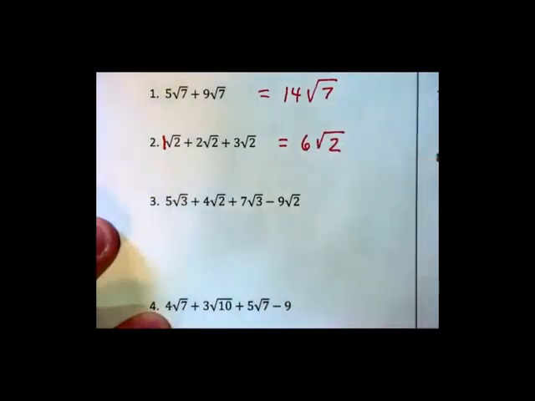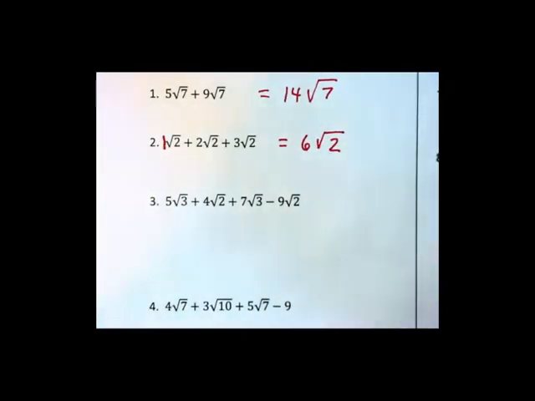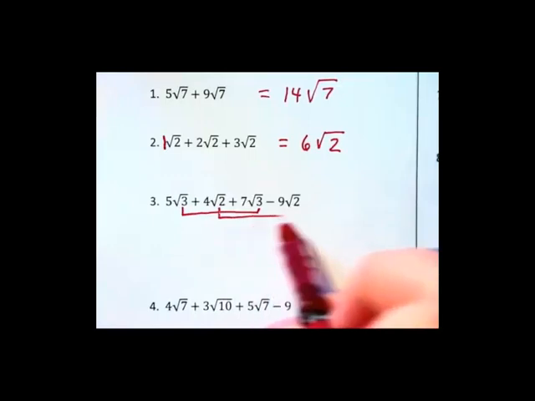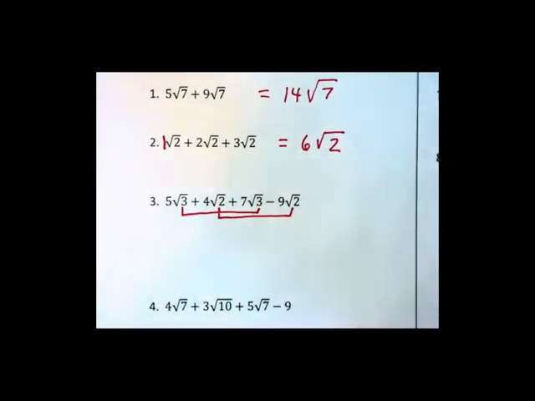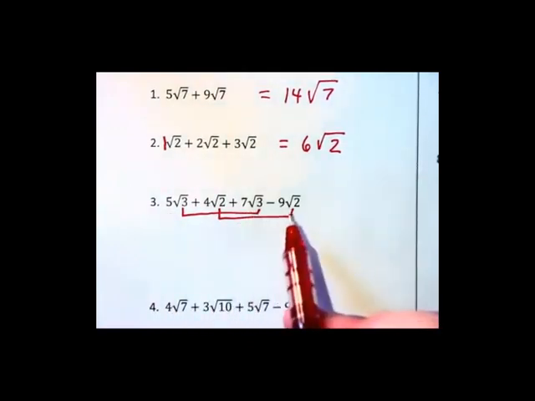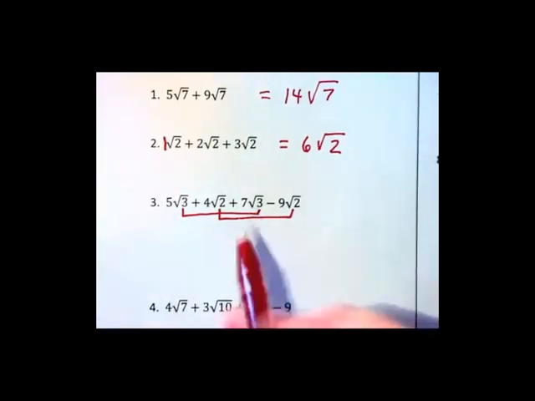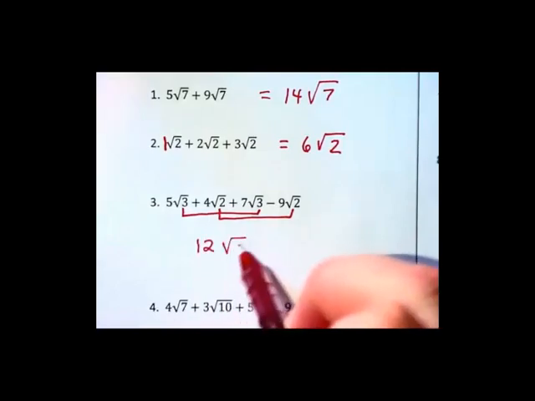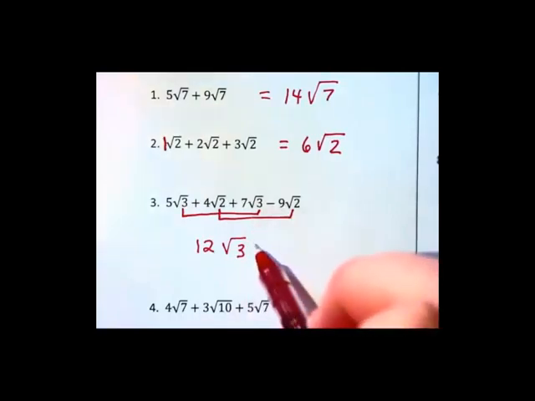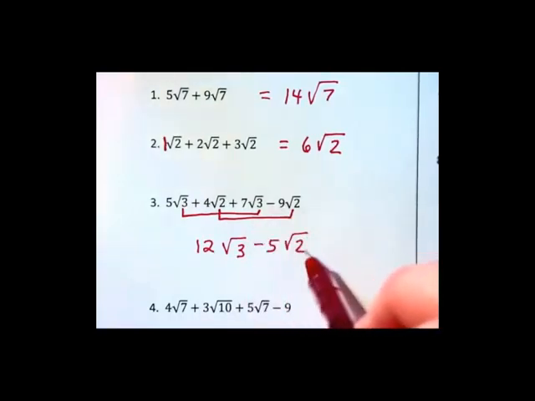On problem number 3, two of these are the roots of 3, and the other two terms have the square root of 2 in them. So we're just going to combine like terms. It's as if we're going 5x plus 4y plus 7x minus 9y. All we're doing is combining like terms. So the two terms that have root 3 in them, 5 and 7, add together to make 12 root 3. And the two terms that have the root 2 in them, 4 minus 9 makes negative 5, so minus 5 root 2. And that's as far as we can go on that problem, because we do not have the same radicand on each of these.